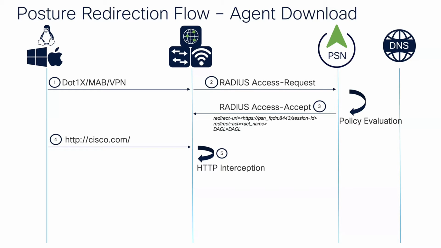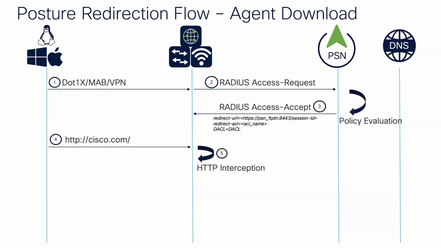Considering that the device gets the connectivity, I'll try to access some URL, something like Cisco.com. This is when the network access device gets that HTTP request, and because the HTTP server is enabled on the network access device, HTTP interception happens at the network device layer.